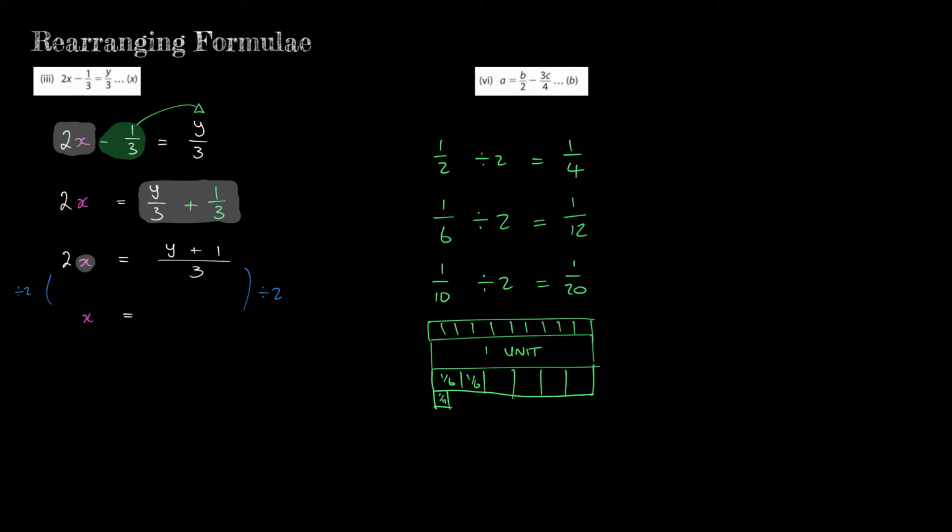So for the first question there, our answer will be y plus 1 all over 6. Because when we divide a fraction by a number, we just multiply the denominator. So what we actually do is when we divide this by 2, it's the same as multiplying it by 1 over 2. Okay? So that's just working with fractions.